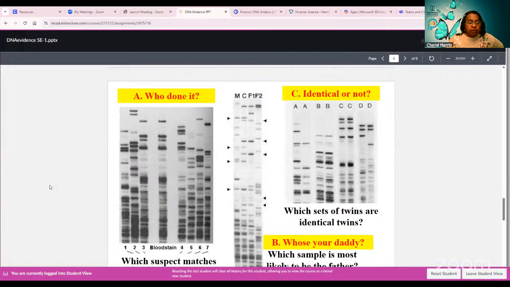So compare those 7 columns to the one in the middle, and you decide which one is closest.